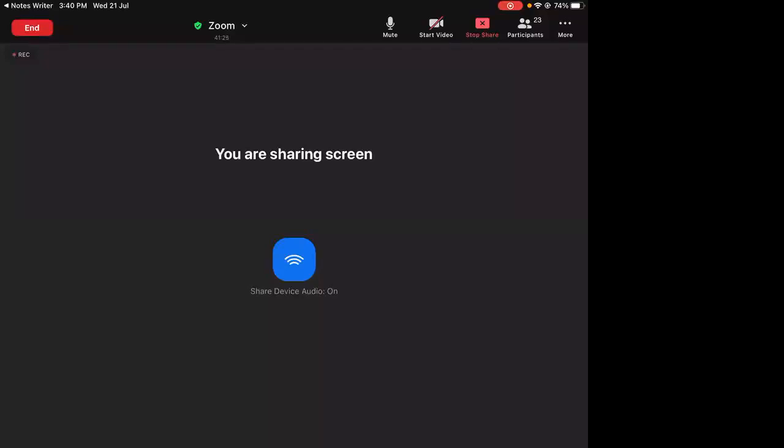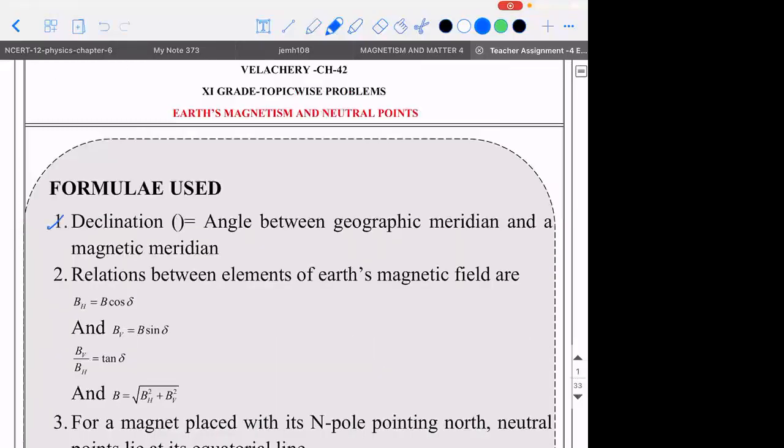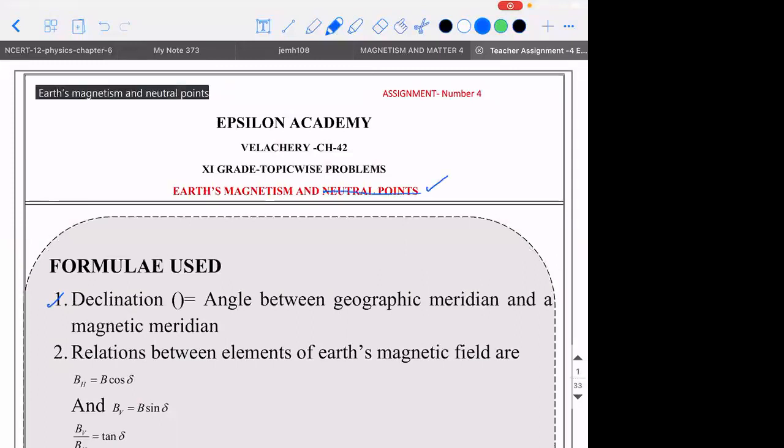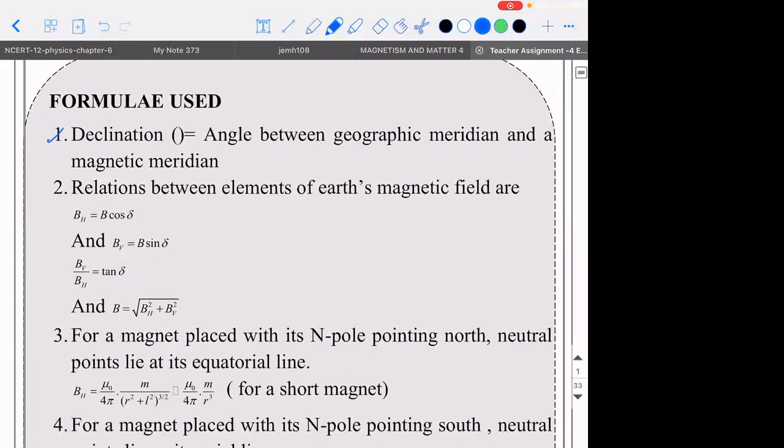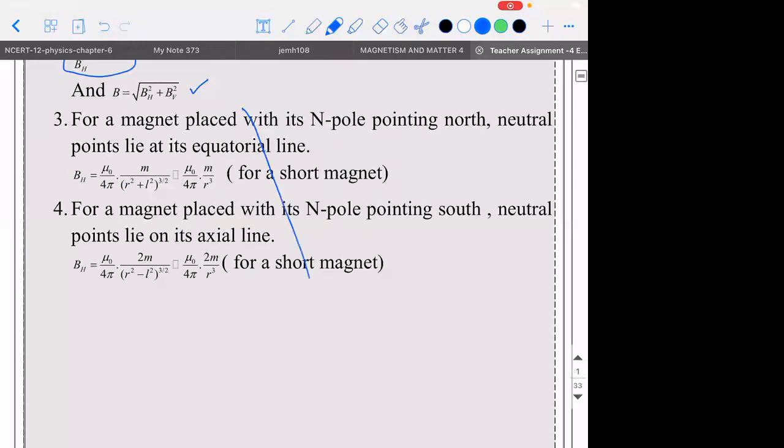So with respect to Earth's magnetism, we don't need to study neutral points. Neutral points are not there for CBSE. We know what declination is, right? It is the angle between the geographic meridian and the magnetic meridian, or you can write it as the geographic axis and the magnetic axis. Both mean the same. Second, the relation between the elements of Earth's magnetism: BH is equal to B cos delta, where B stands for Earth's magnetic field, and BV is equal to B sin delta, and BV by BH is equal to tan delta, and B is equal to root of BV square plus BH square. You don't need the neutral point concepts, you can forget them.